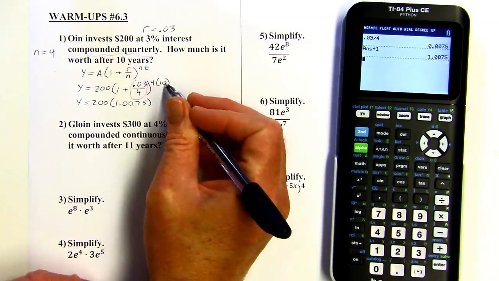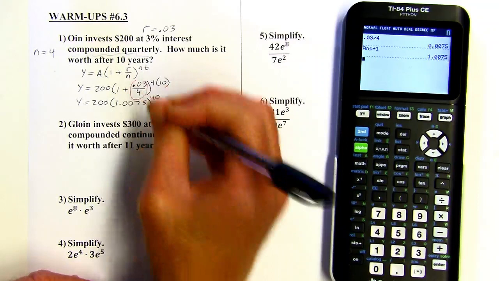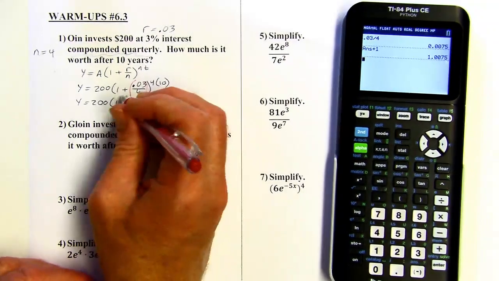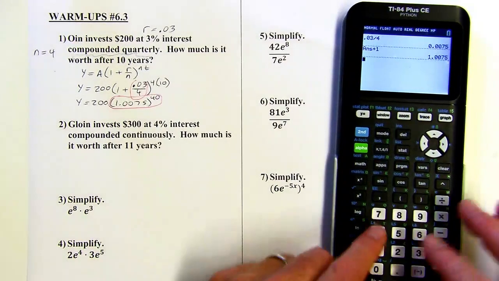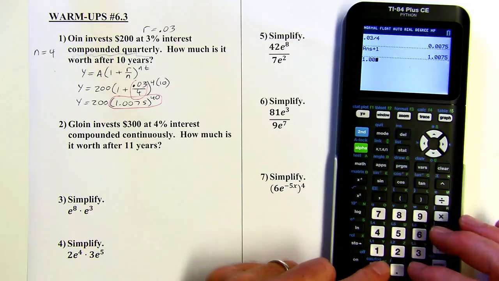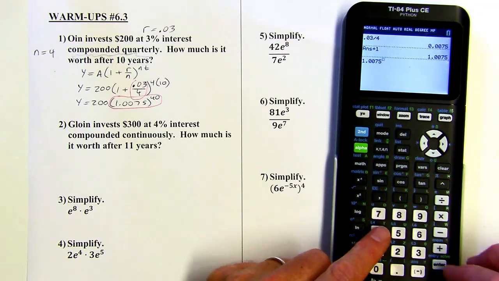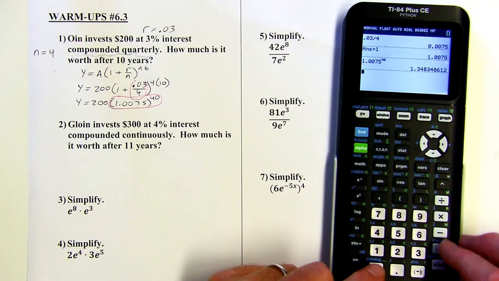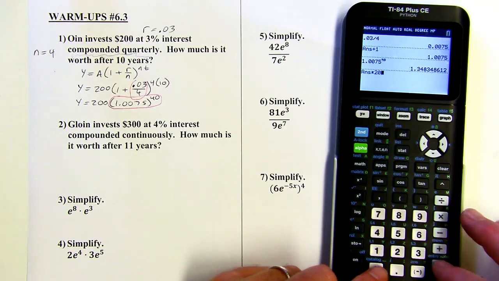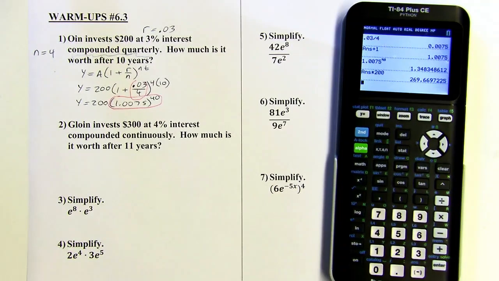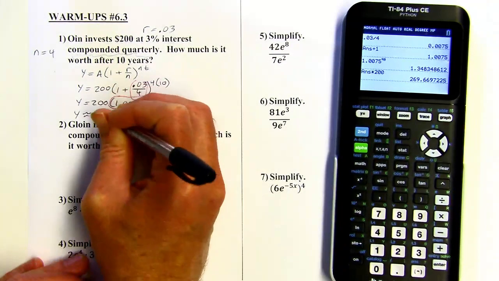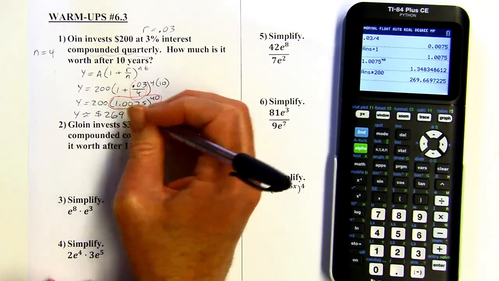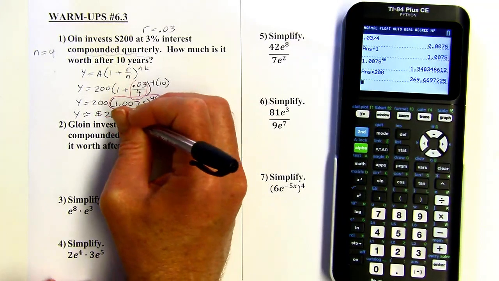Okay, and 4 times 10 in the exponent, that would be 40. So make sure you do the exponent before the multiplication to follow PEMDAS. So I'm going to take 1.0075 to the 40th, and then the last thing is multiply by 200. And we wind up with $269. I'm going to go to the nearest cent, always for money problems, and 67 cents.